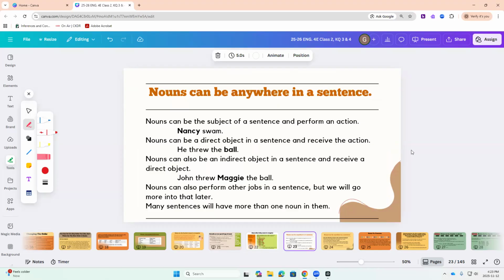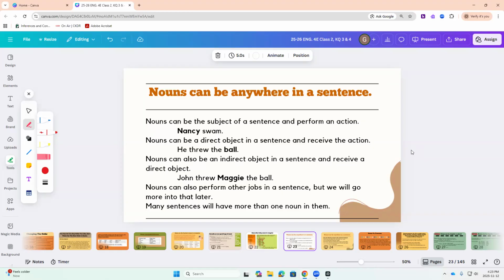Nouns can be anywhere in the sentence. It could be the subject and perform the action. Like if I said Nancy swam, she's the one doing everything. Nouns could be a direct object in a sentence and be the one that received the action. If I said he threw the ball, ball is a noun.